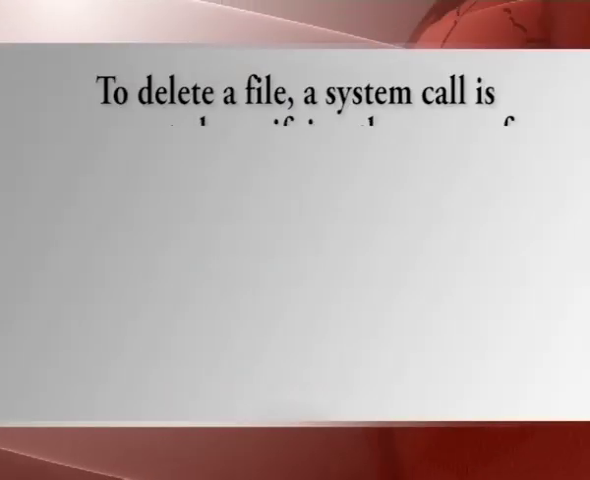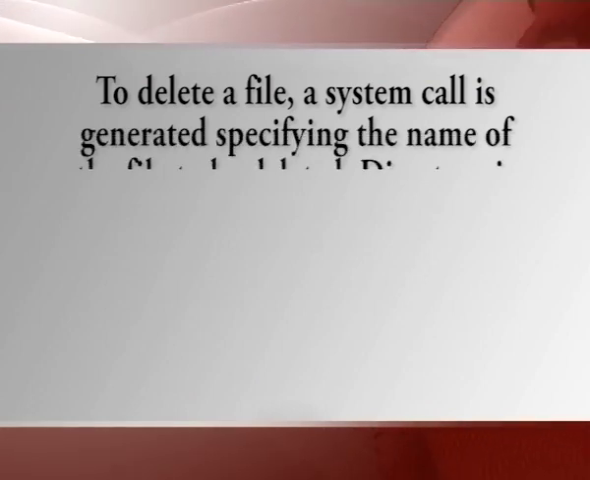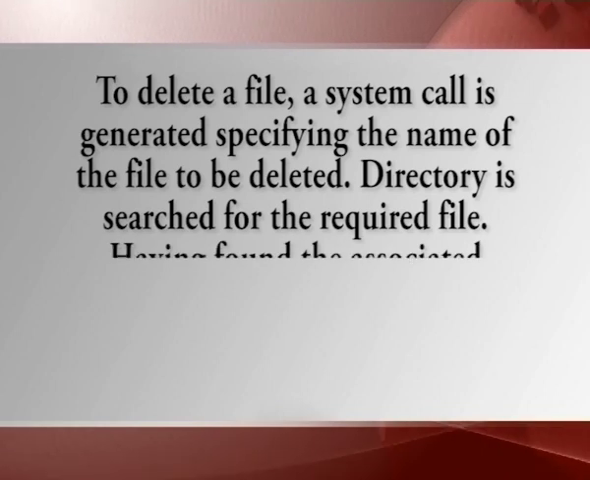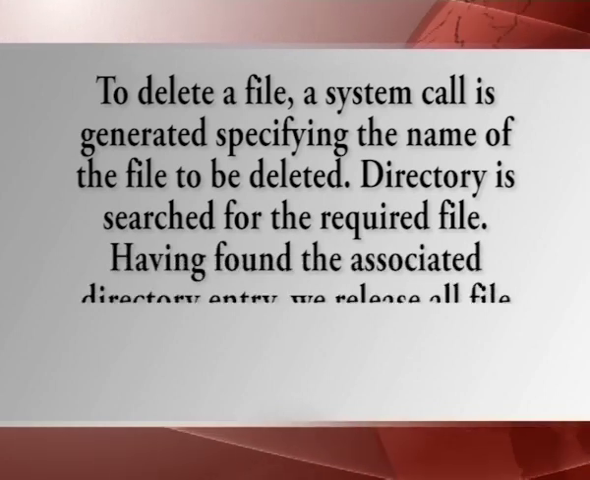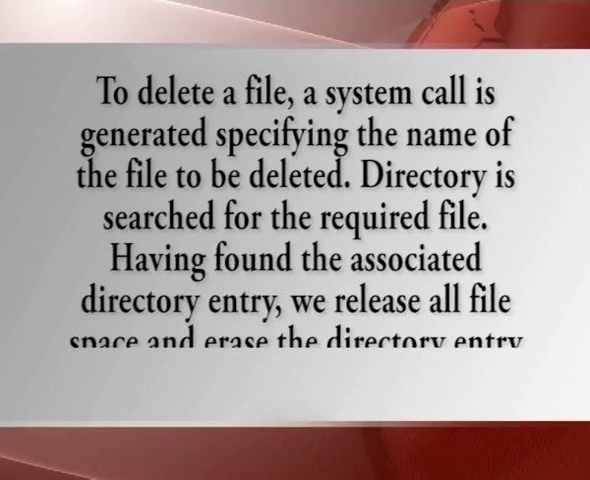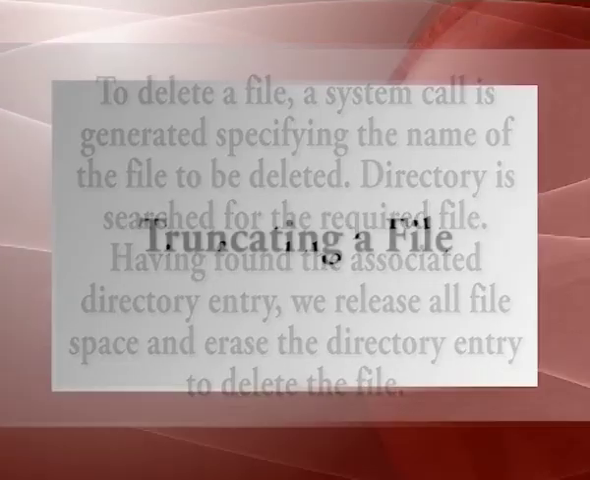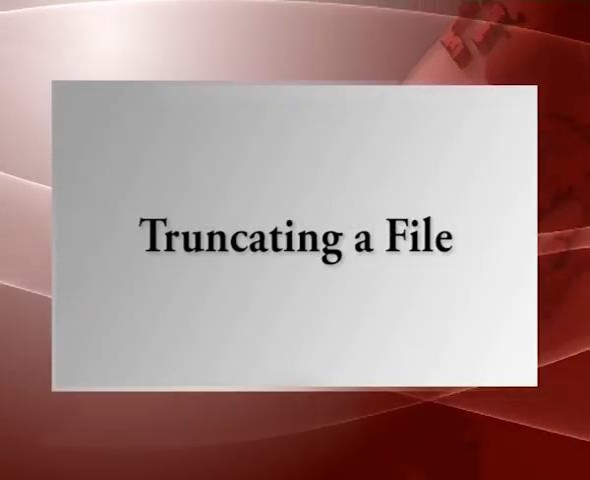Fifth operation is deleting a file. To delete a file, a system call is generated specifying the name of the file to be deleted. The directory is searched for the required file. Having found the associated directory entry, we release all the file space and erase the directory entry to delete the file. Sixth operation is truncating a file.